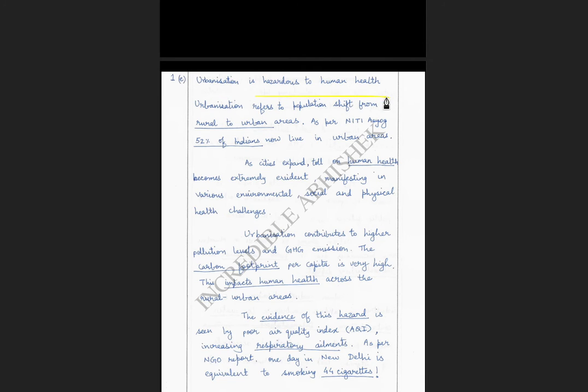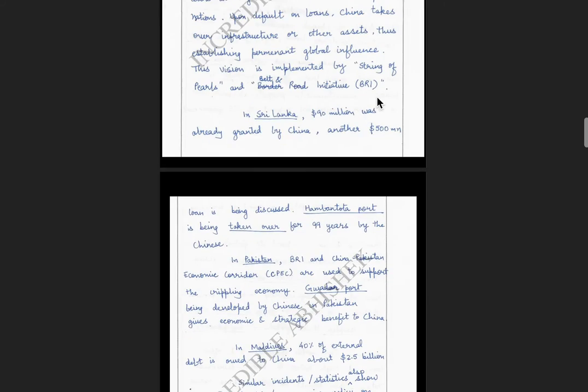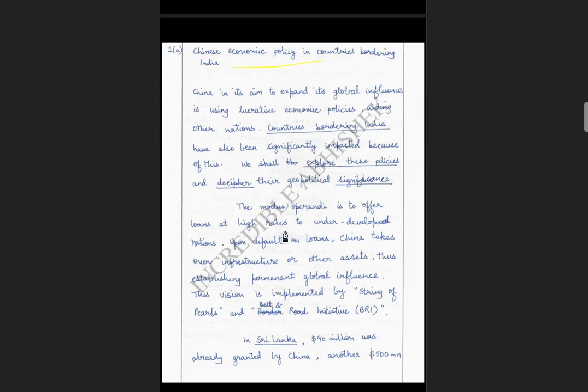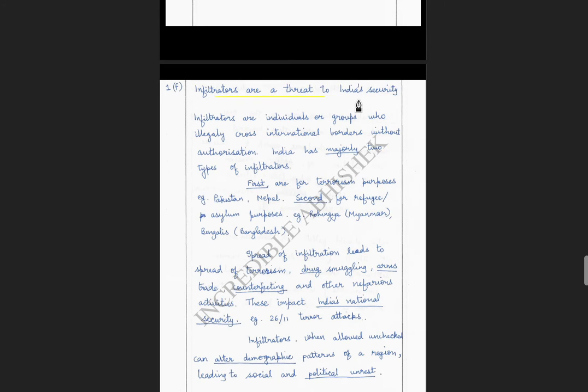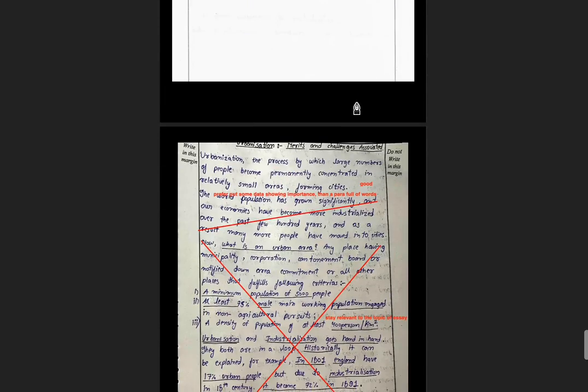This is your quirky topic, okay? Quirky topic. China is your international relations topic. And third, I have taken infiltrators are a threat to India's security. All these 3 are 2021 answers. This is your internal security. So I have taken 3 topics of 3 different types so that I can show you how it is written.